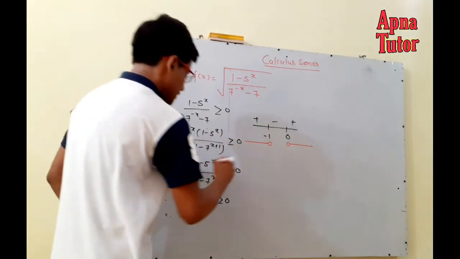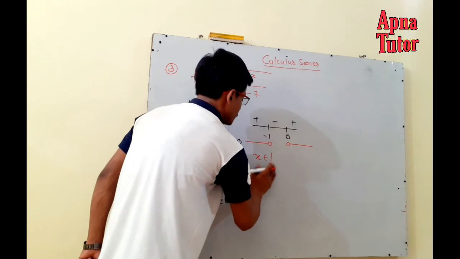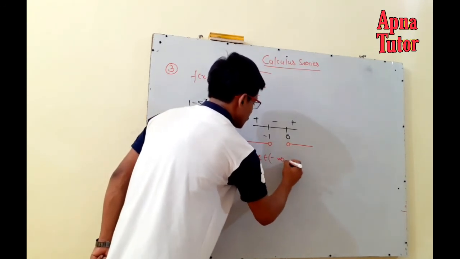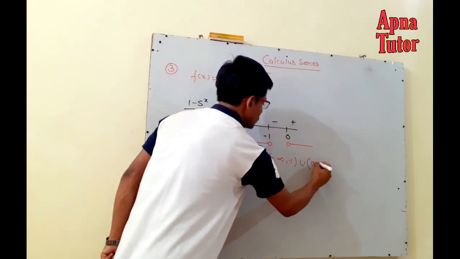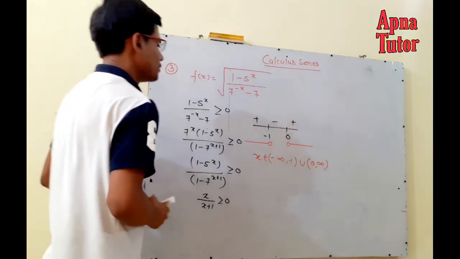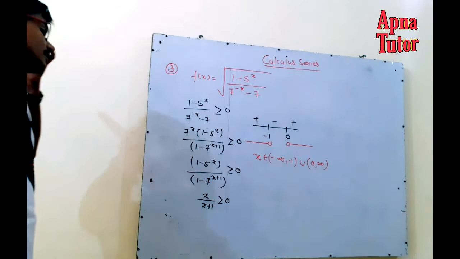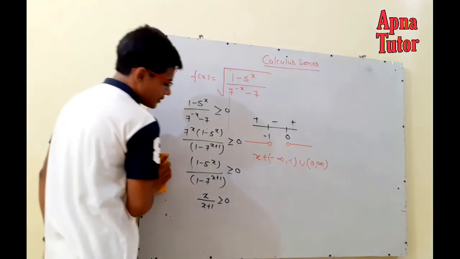So what is the domain of this function? x belongs to minus infinity to minus 1 union 0 to infinity. This will be the domain of this function. So I hope you will understand the concept of how you can tackle these kinds of problems.